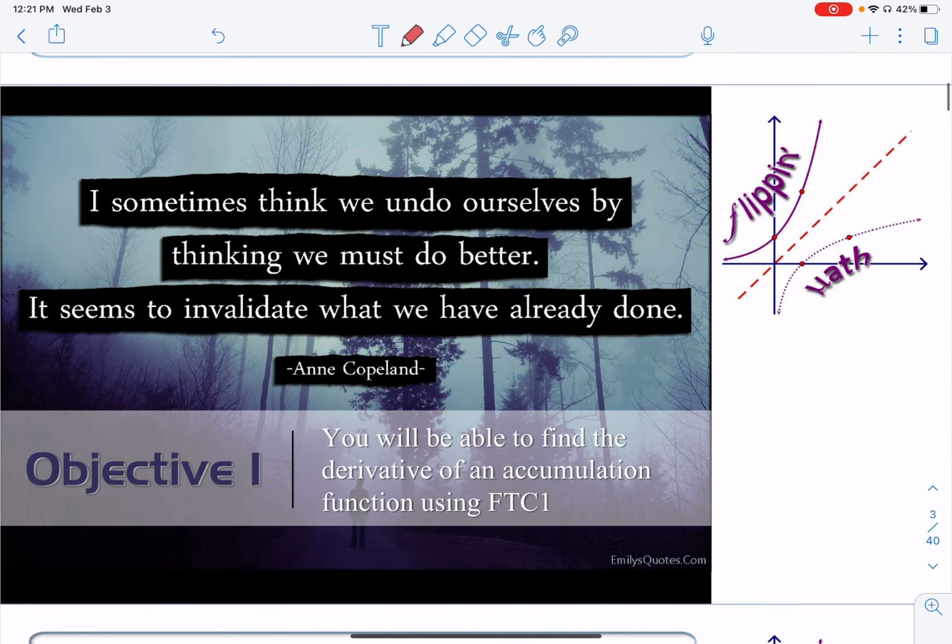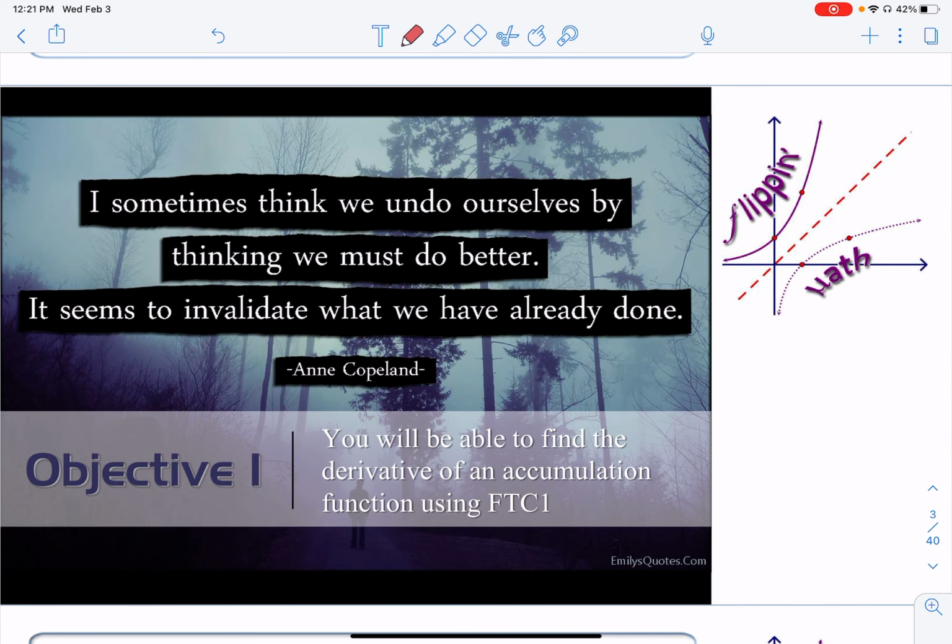picture here, which when you read the text here from Ann Copeland, it talks about undoing things, and the things that undo stuff in math, of course, we call inverses. And we're going to think of what we're doing with the fundamental theorems of calculus, at least one of them, as having to do with inverses.